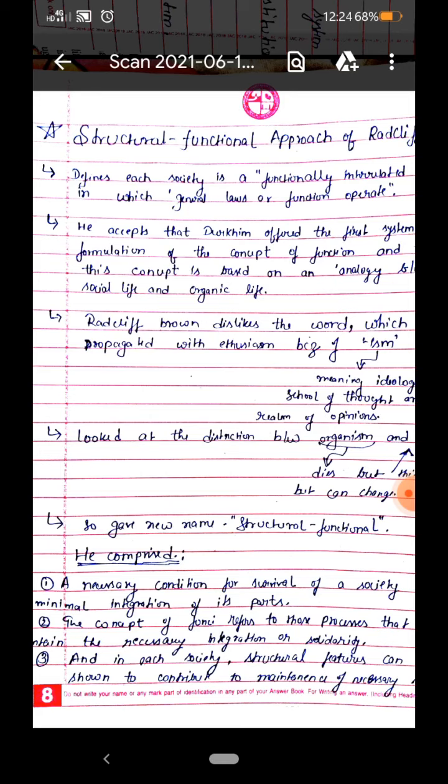In the next video we will see what were the assumptions given by Radcliffe Brown for the structural approach, and what are the functionalisms of Talcott Parsons and Robert K. Merton. Thank you.